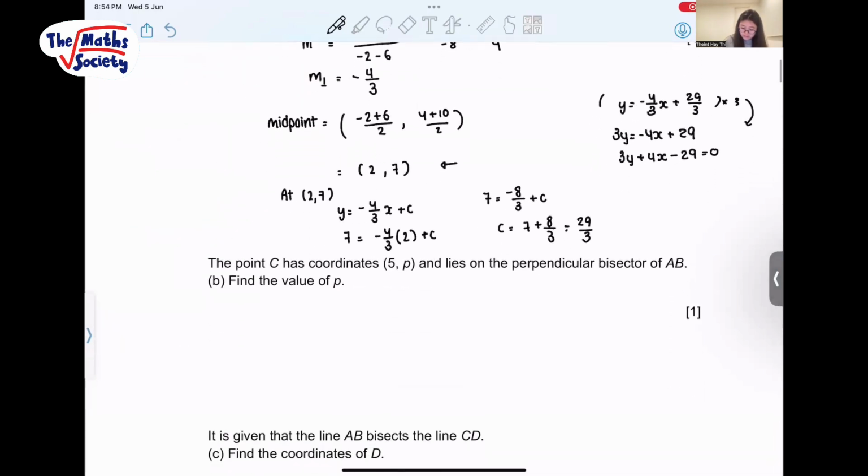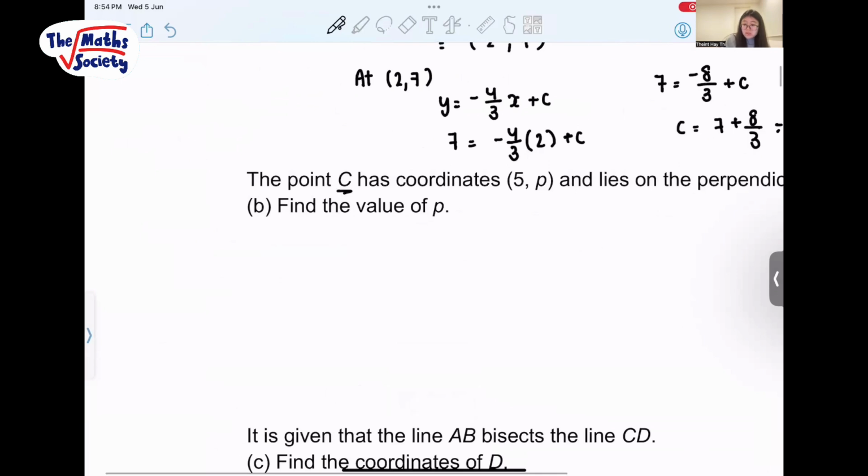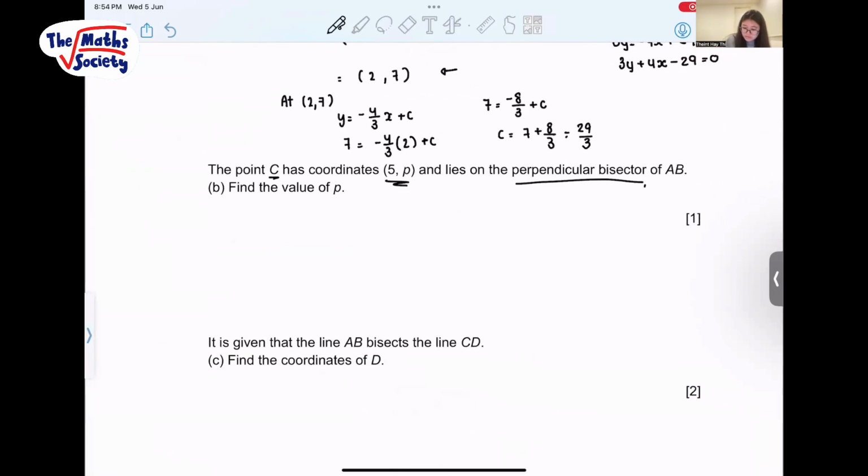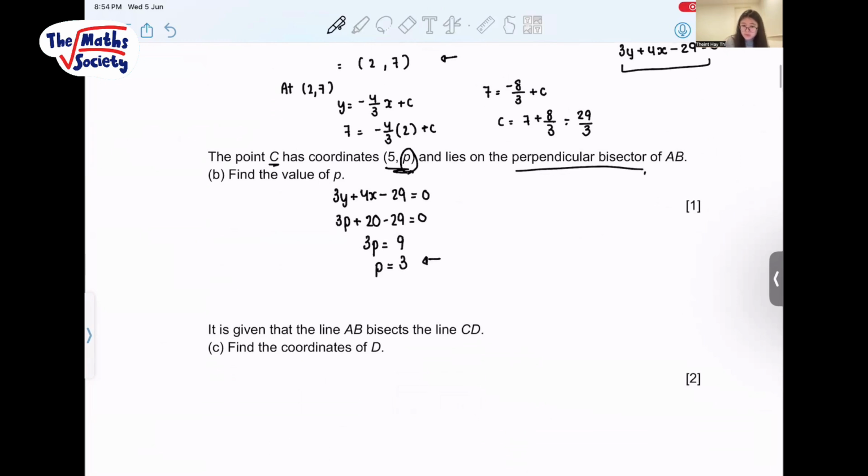And then for part b, they say that the point C has coordinates (5, p) and lies on the same perpendicular bisector. So we can just substitute it in here. Because it's 3y plus 4x minus 29 is equal to 0, right? So 5 is the x, p is the y. So it's going to be 3p plus 4 times 5, which is 20, minus 29, and that's going to be 3p equals 29 minus 20, which is 9. So p is going to be 3.